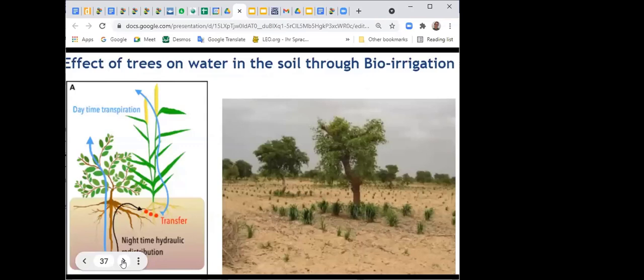Another benefit of trees, in the way that they're managed, is what we call bioirrigation. During the night, the trees that have much deeper roots bring up moisture from the soil. There has been research to show that this is transferred to crops, and you can see the benefit here, with the millet doing better under the tree due to this bioirrigation. There's a lot of research to show this.